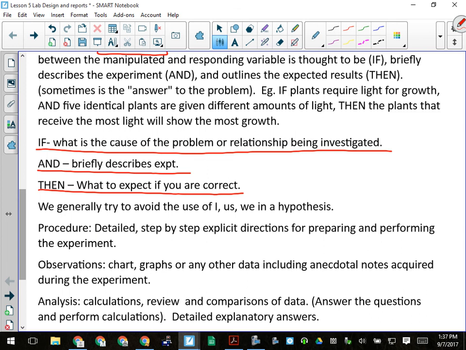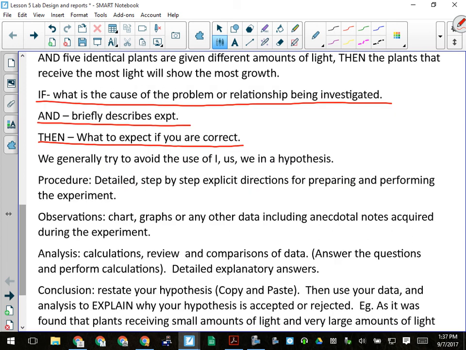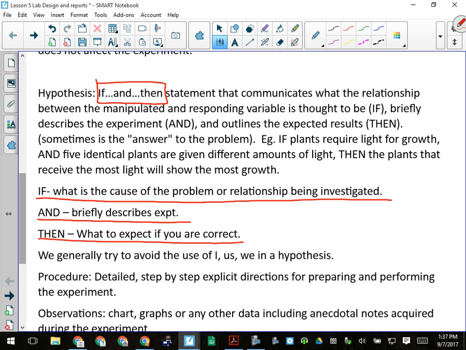Okay? All right, and generally we try to avoid the use of I, us, or we in a hypothesis. You'll notice that I didn't have those words in mind. Okay, if plants require light for growth and 5 identical plants are given different amounts of light, then the plants that receive the most light will show the most growth. I never mentioned me or anybody else in that, because if you do, then for anyone to repeat your research, you have to be there, because you were part of the hypothesis and you don't want to be. Okay, so try and keep yourself and other people out of it.